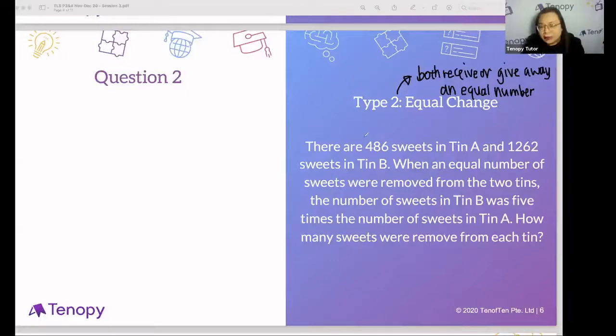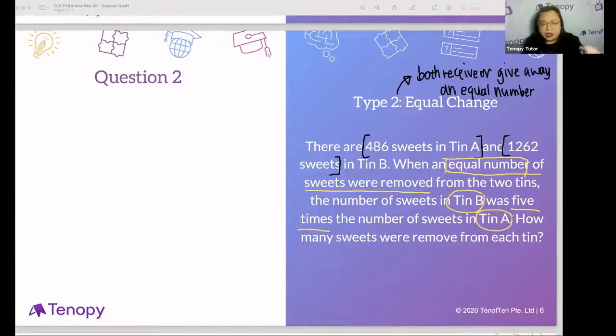So in this case, they mentioned that Team A has 486 sweets. Team B has 1,262 sweets. The keywords that tell me this is about constant difference are the words "equal number of sweets will be removed." So when I know that an equal number has been removed, it tells me the difference remained the same. Then Team B became 5 times the number of Team A.